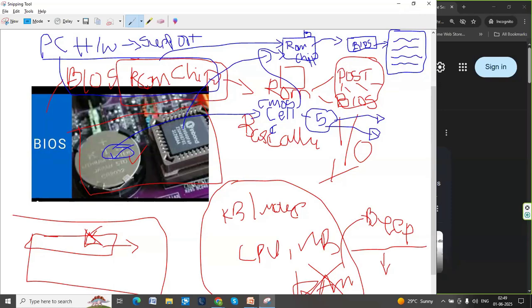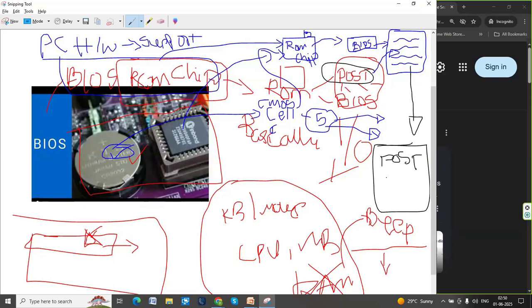This is a ROM chip, and ROM chip contains software called BIOS. BIOS stands for basic input output system. How the hardware testing has to happen, how the operating system has to load, those instructions it holds. POST is a part of this instruction set. The first part will check your computer hardware. That is called POST.